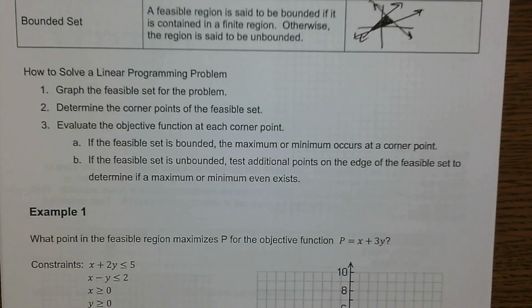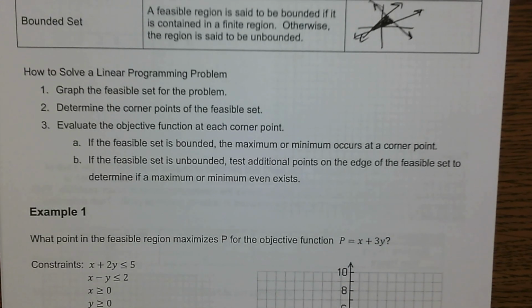Now we're actually going to solve the entire problem. Most of these steps you've already done. So, step 1, graph the feasible set for the problem. That means that you're going to graph your linear inequalities, you're going to shade, and you're going to figure out where they overlap. Part 2, determine the corner points of the feasible set. If you have put one point directly on top of another point, then you can take the coordinates directly from your graph paper. If not, you're going to have to use substitution, elimination, or matrices to solve for x and y for the corner points.